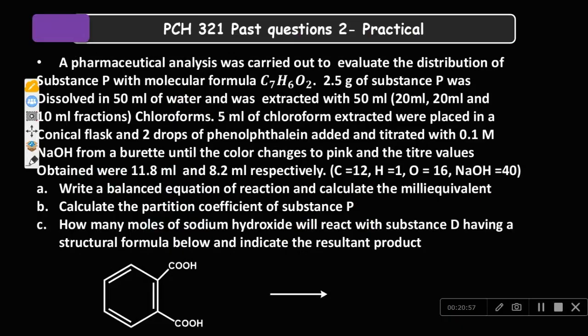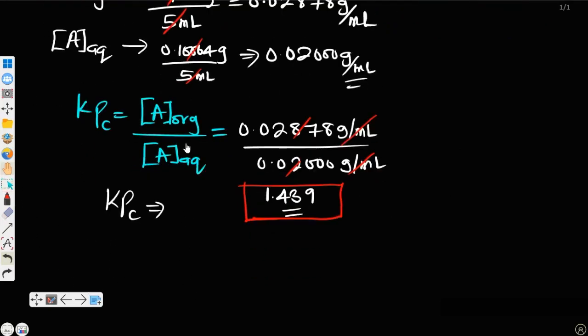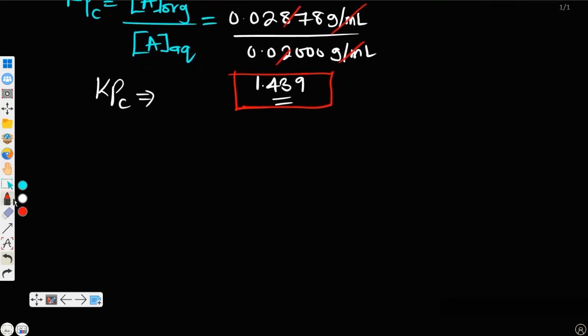Now, let's see the next one. The next question says, how many moles of sodium hydroxide will react with substance D having a structural formula below, and indicate the resultant product? Now, substance D is phthalic acid. Substance D is what we call what? Phthalic acid. So you should take note of it. It's something like this, a dicarboxylic acid of benzene. It's what we call phthalic acid. All right?